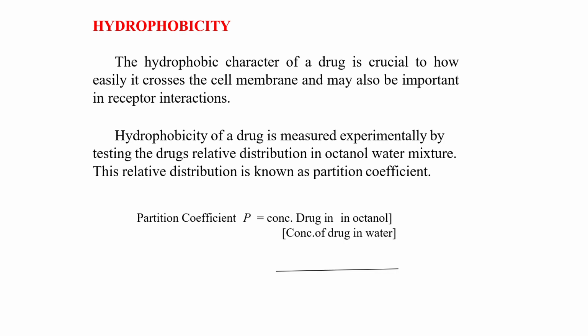Hydrophobicity of the drug is measured experimentally by testing the drug's relative distribution in the octanol-water partition coefficient. In this method of measuring hydrophobicity, the concentration of the drug in the organic phase divided by the concentration of the drug in the aqueous phase gives this ratio, which we call the partition coefficient. What is the meaning of partition coefficient? The partition coefficient of the drug is nothing but the concentration of the drug in octanol divided by the concentration of the drug in the water phase.